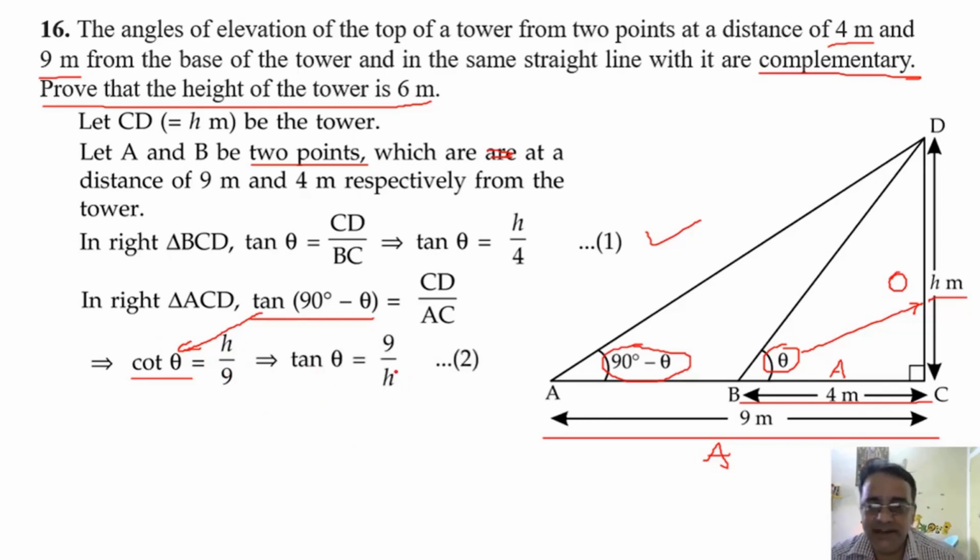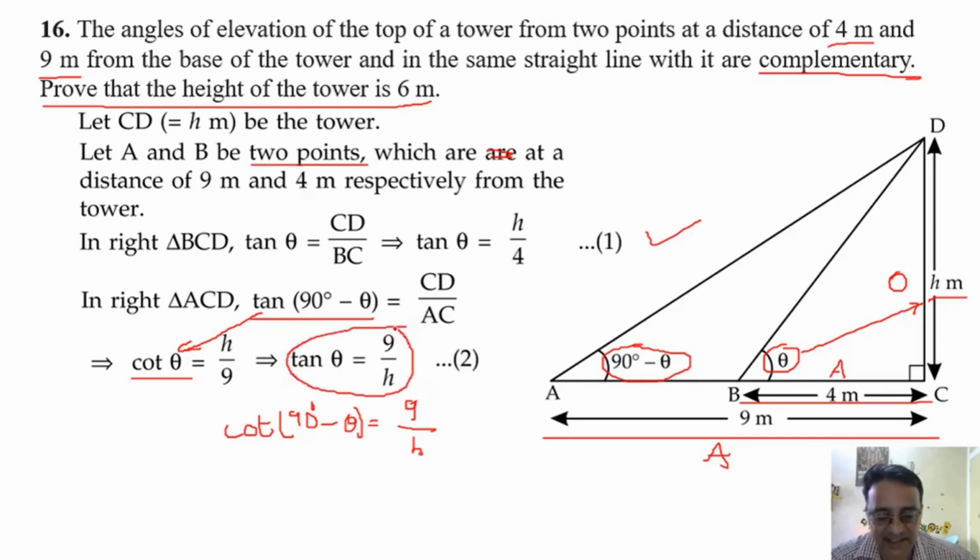Okay. So just now I told you that if we use cot 90 minus theta, that would be better. क्यों बता रहा हूँ? क्योंकि अगर हम लोग cot 90 minus theta ले रहे हैं, so we will get AC upon CD, that is 9 by h. So what is cot 90 minus theta? Tan theta. So we'll get this step directly in the next step. So no issue, you can use any method, either tan 90 minus theta, you can start with that, or cot 90 minus theta.